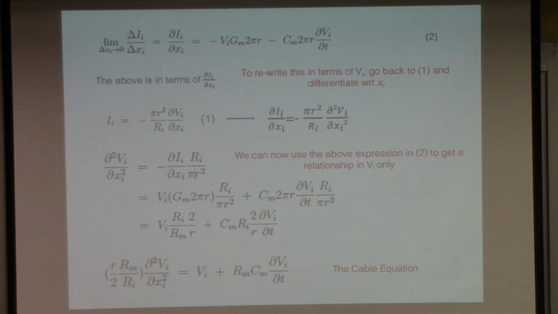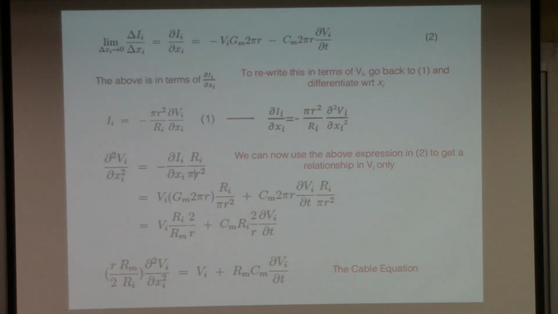So we go back to that first relationship we derived for the axial current, right? If we take the partial derivative of that with respect to x, we get this, right? And so let's plug this into here. Then on the left-hand side, we'll only have terms in voltage, and on the right-hand side, we'll have terms in voltage. That's what we want. The left-hand side is the second spatial derivative of voltage. The right-hand side involves voltage and its first derivative with respect to time.